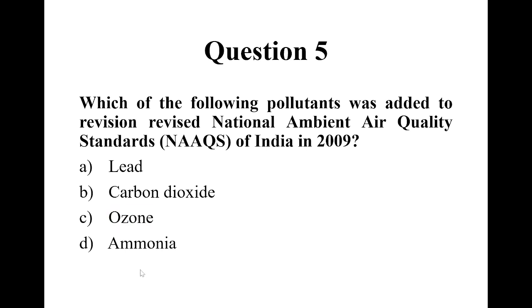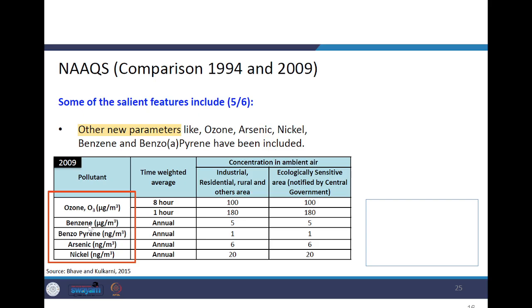Okay. Then theory questions again. Which of the following pollutants was added to the revised NAAQS of India in 2019? The 1994 standards did not have ozone, and particulate matter was only one. Here, particulate matter 10 is there, particulate matter 2.5 is also there. So ozone is a newly added one. Along with that, many things were added: benzene, benzopyrene, arsenic. These are also newly added. In this option, ozone is newly added. See, ozone, benzene, benzopyrene, arsenic, nickel, these are all newly added.